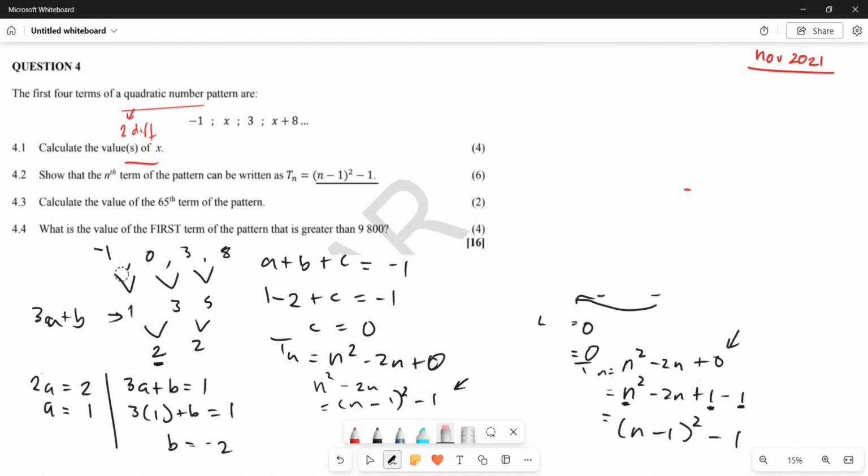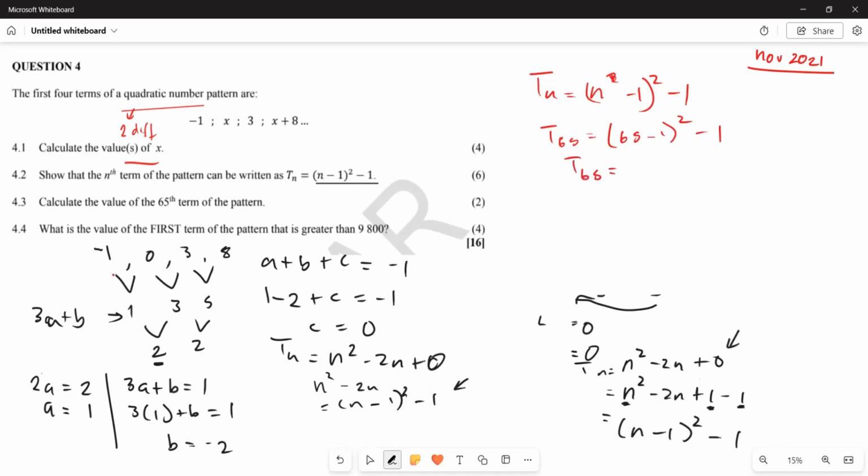Now the next question, they say calculate the 65th value. You see this one, you're simply going to come back. This is Tn. Remember the Tn is given by this equation: (n subtract 1) close bracket squared subtract 1. So this is going to be term 65. So this is going to be the same as (65 subtract 1) close bracket squared subtract 1, right? Therefore, your term 65 is indeed going to be given by 4095. Are we together? Now that is going to be that particular term.